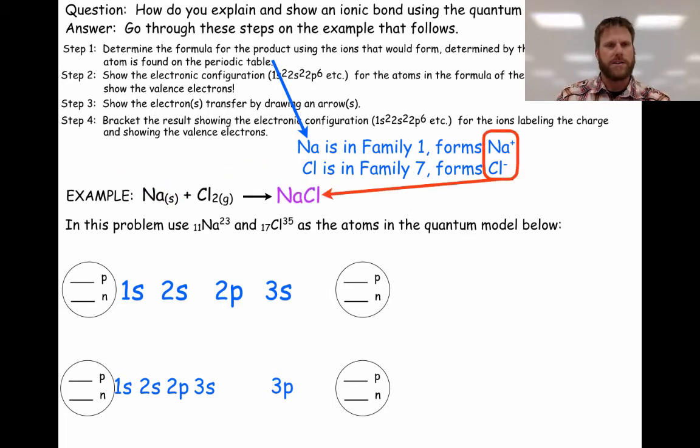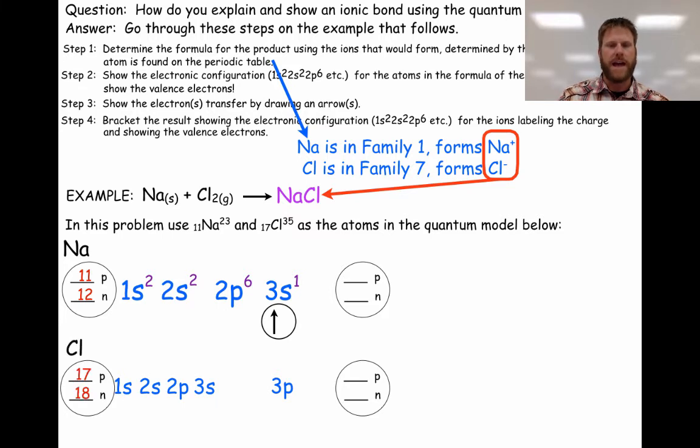So then, second step, show the electron configurations for the atoms in the formula of the product, but only show the valence electrons. Okay, so sodium has 11 protons, and in this isotope it has 12 neutrons. So we also have 11 electrons we have to assign. So 1s2, 2s2, 2p6, that's 10 electrons. And then we have one more in the 3s orbital. So now we're going to represent that one valence electron in the 3s orbital by drawing it into our orbital representation.